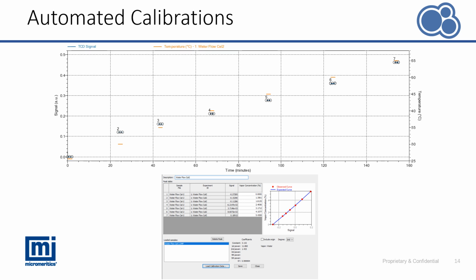Notice that the X and Y axes are also different. We are fitting a vapor concentration versus the TCD signal, while with the vapor pulse calibration, it was the peak quantity versus peak area. Here, a second order fit was used.